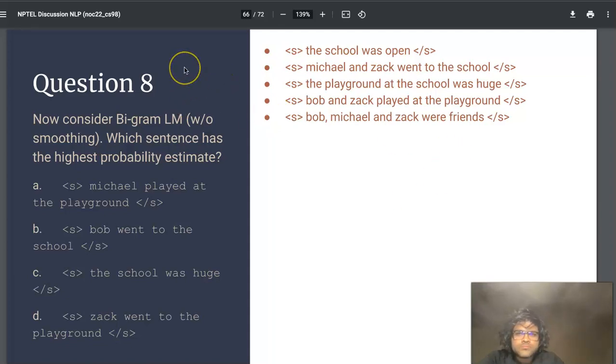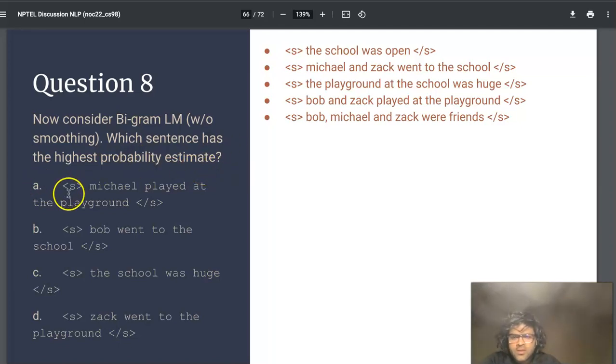Now, the next immediate question is that, so I hope there is no doubt. Given this bigram model, but without smoothing, so we are not going with the smoothing thing. We are just going with the bigram language model. Now they are asking, which sentence has the highest probability estimate?